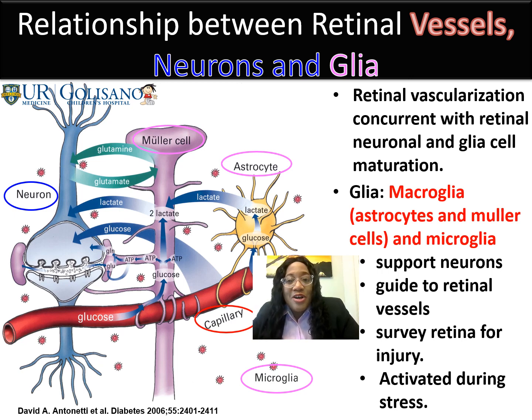Retinal glial cells become activated during injury or stress and can either support neuronal survival or they can accelerate neuronal degeneration. How long glial activation lasts and its effect on the retina in ROP is relatively unknown. We decided to find out.